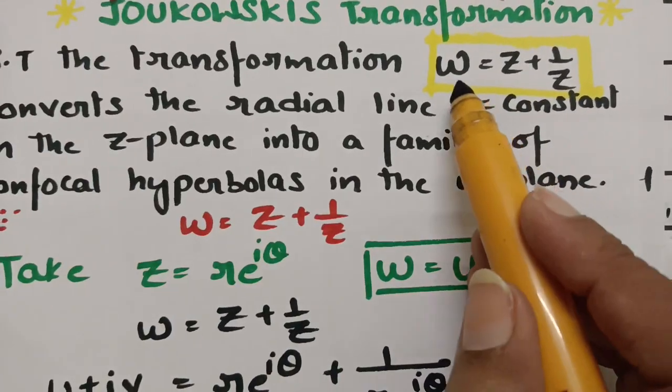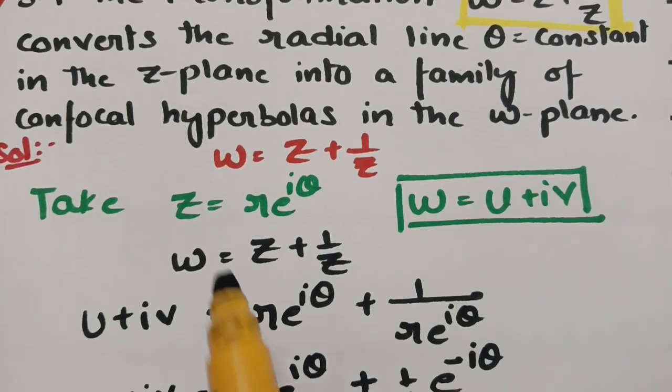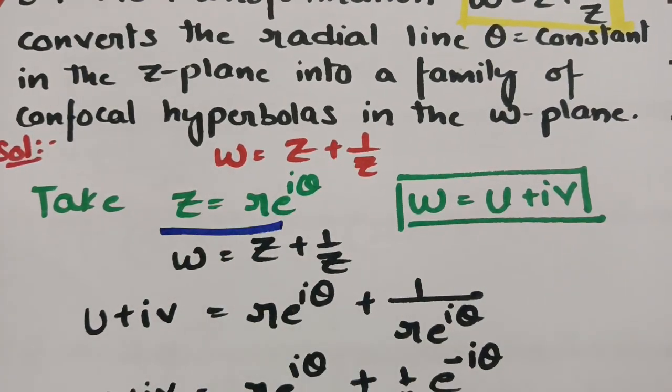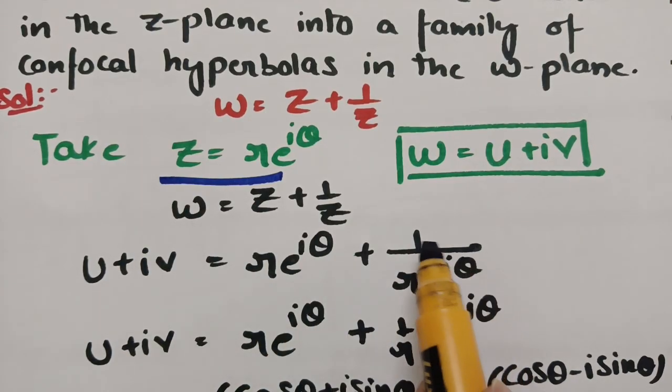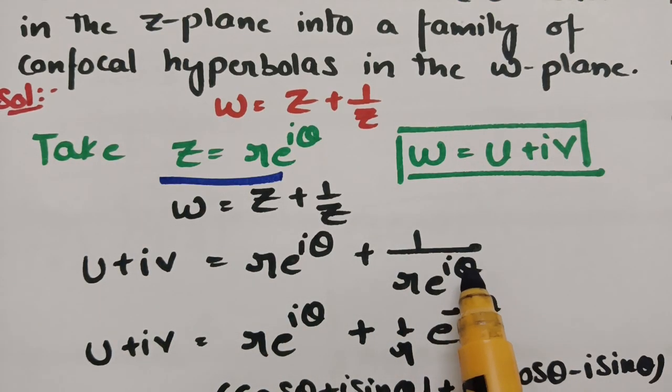So here is the problem, w is equal to z plus 1 by z. First we have to take z is equal to r into e power i theta. So if I substitute z as r into e power i theta and 1 by z as 1 by r into e power minus i theta.